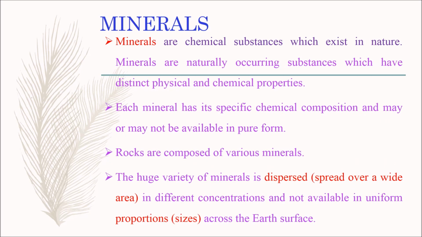First, we have to know what minerals are. Minerals are chemical substances which exist in nature. Minerals are naturally occurring substances which have distinct physical and chemical properties. Here, distinct means different. So, minerals are naturally occurring substances which have different physical and chemical properties. Each mineral has its specific chemical composition and may or may not be available in pure form.